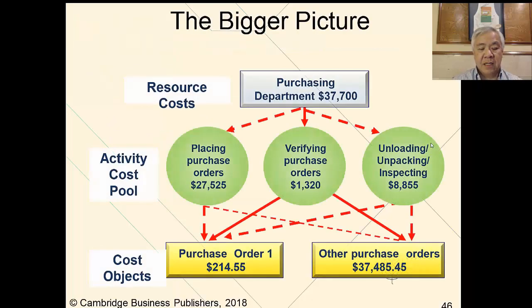So in a bigger picture, we had the purchasing department, and there's the total cost that we had in yellow, $37,700. And then we had the three activities, which were POs, verifying, and inspecting, and we allocate the amounts to the purchase orders based on the amount of drivers consumed by those three products.